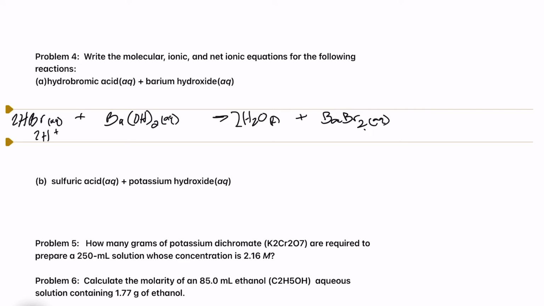And so our ionic equation, we have 2 hydrogens, group 1. It's aqueous, obviously, and then we have our 2 bromides. They're going to be aqueous. So hydrogen, bromine, we have our barium, group 2, so +2, our hydroxide, polyatomic ion. It's aqueous. They're going to react.